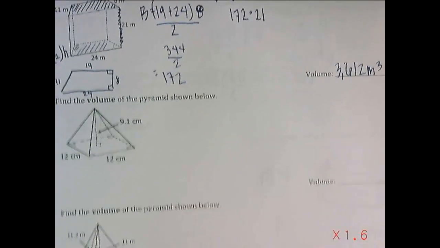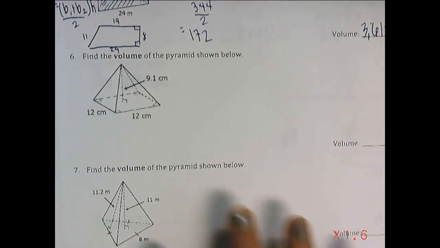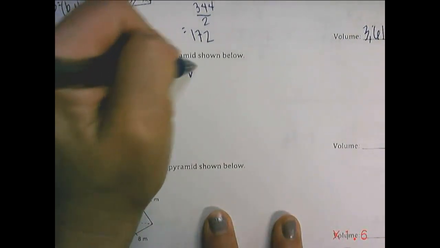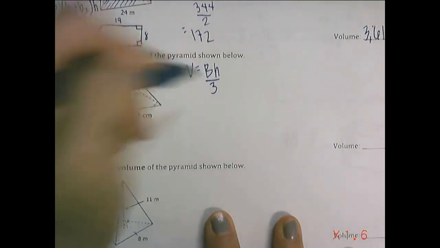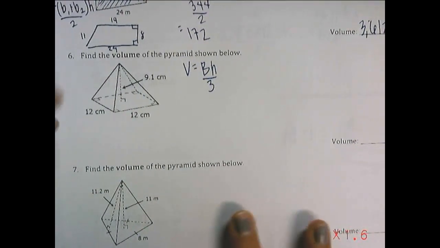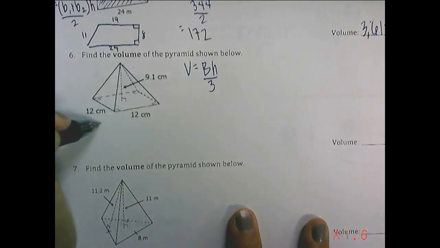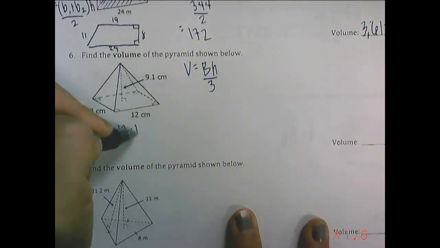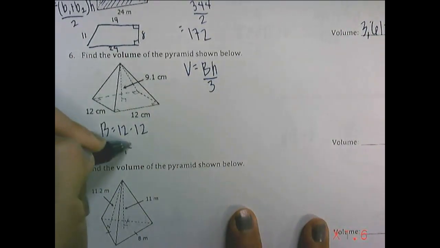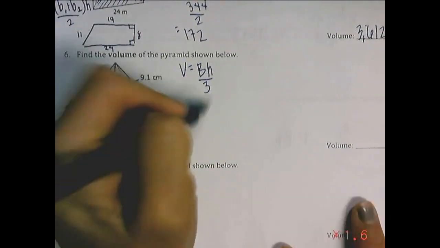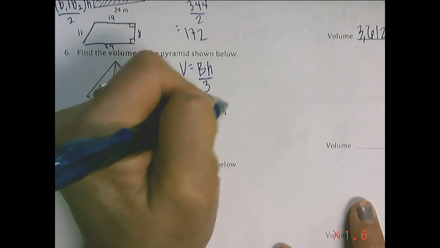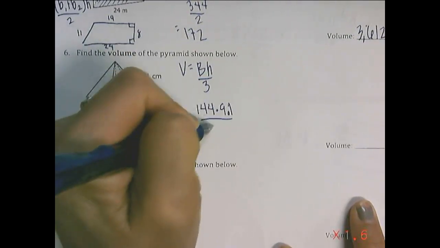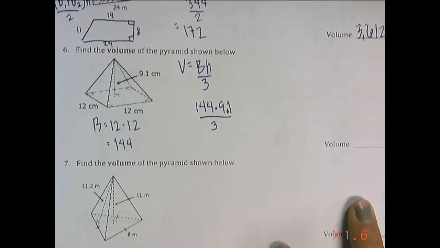Okay, let's look down here. Volume of a pyramid. So again, volume of a pyramid is your big B, the area of your base, times your height, divided by 3. To find big B, I'm going to do 12 times 12, and I'm going to get 144. I'm going to take 144 and multiply it by my height, 9.1, and then divide it by 3.